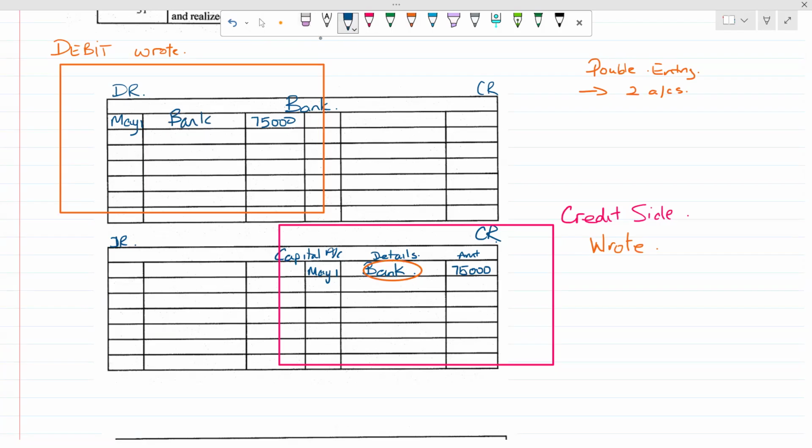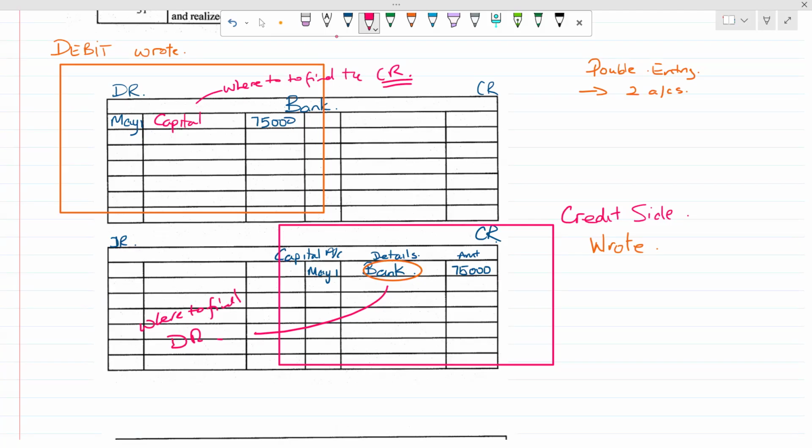Because then, what's the other half? We are checking for it. Because then I'm just staring into the bank account alone. So I have to write the name of the other account. If this is the debit entry, basically by writing capital here, it's telling me where to find the credit entry. And by writing bank here, it's telling me where to find the debit entry. Understand?